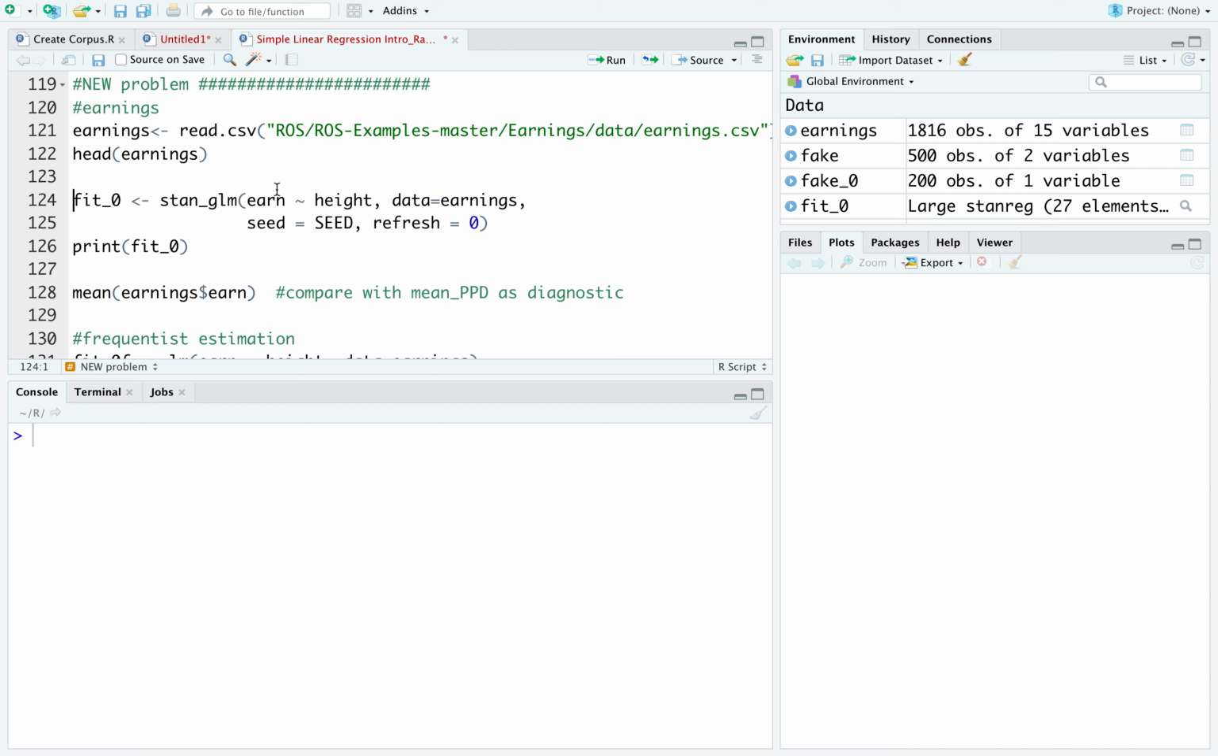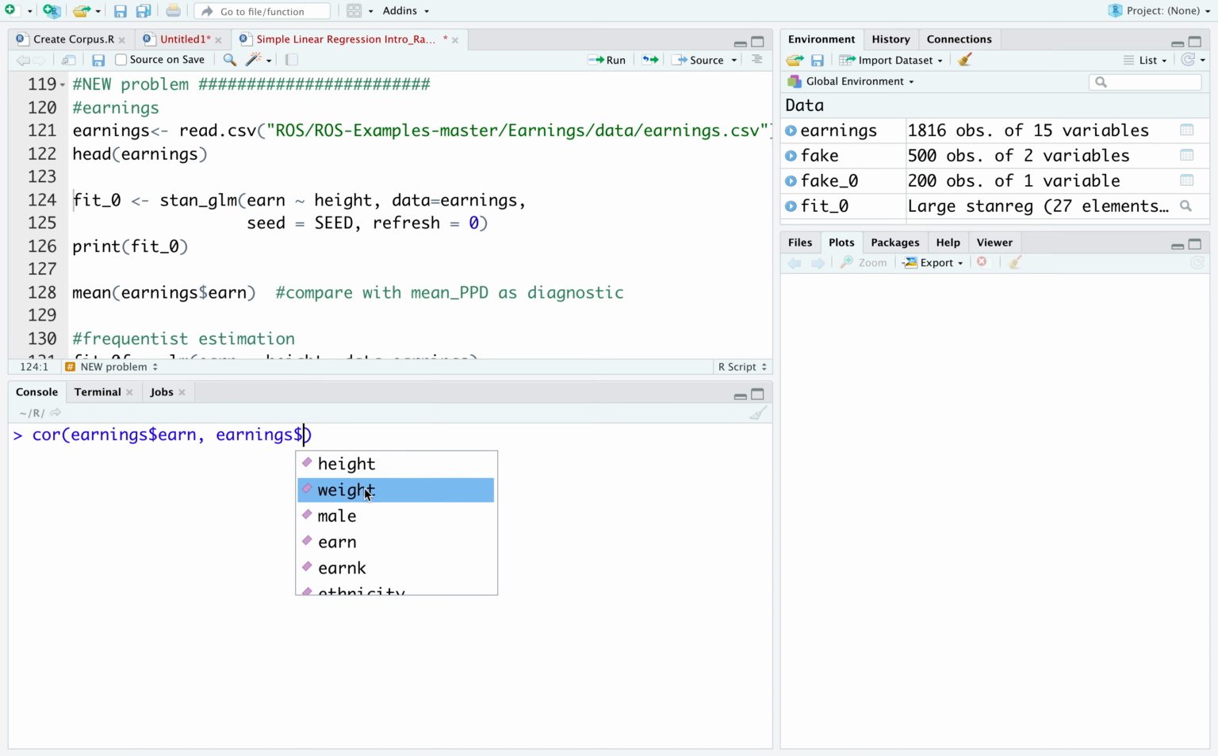Earnings, and before we even do that, we can do a model-free quick look at how earnings and height are related linearly, if at all. I can't remember if it's 1R or 2. I think I may be off. I think it's just 1R. Yeah. Earn, and actually I'll have to give the name of the data set, earnings earn, and earnings height.